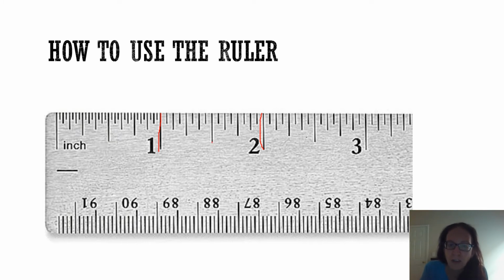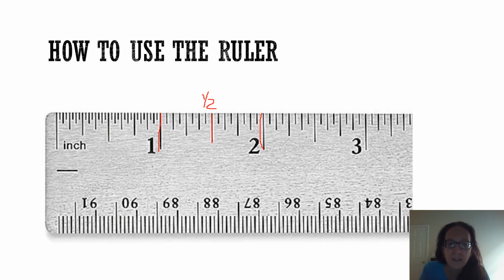Okay, the tallest of the next few lines represents your ½ inch. Okay, and so if you were asked to measure something to the nearest ½ inch, and it landed right here, you would round down because the closest ½ inch would be the 1 inch mark. If it landed here, you would round up and you'd say it was closer to 1.5.